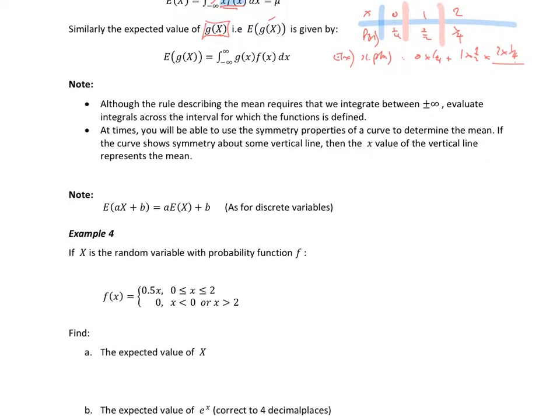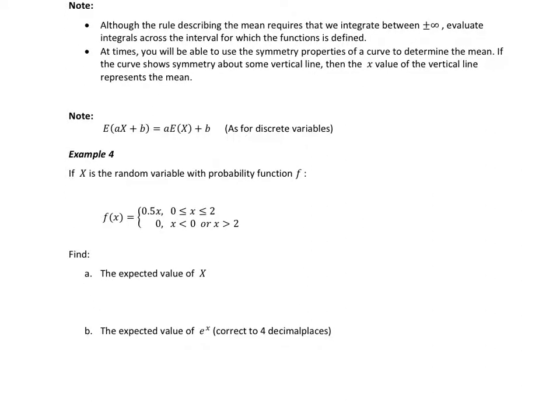All right, so let's have a look. Find the expected value of x. So that's my probability distribution. So what is the mean value? So if I did a quick sketch, that's a half x. So what is the average value of that function? All right, so don't forget that would be the rest of the function like that.